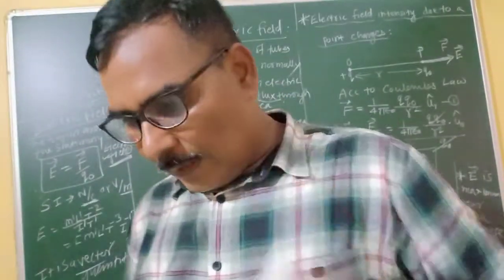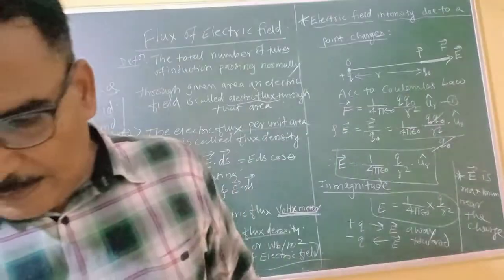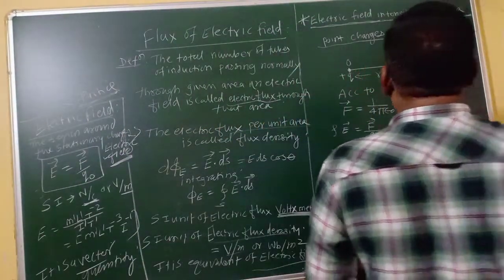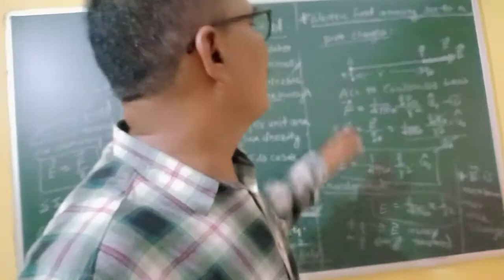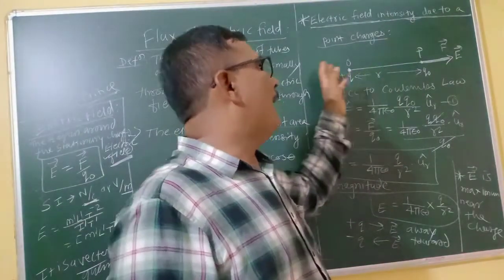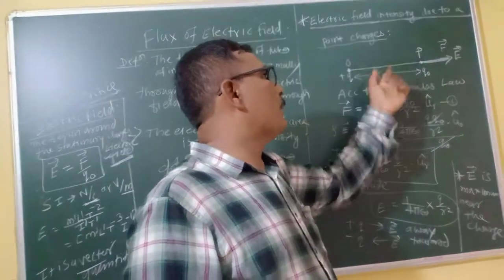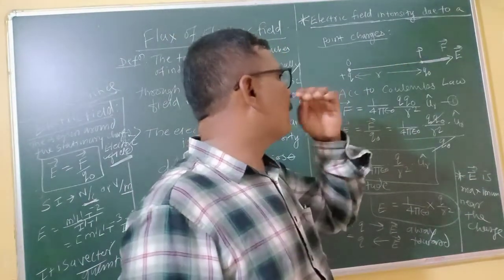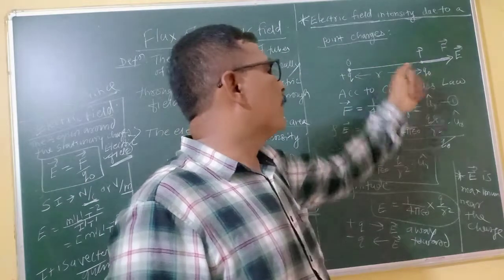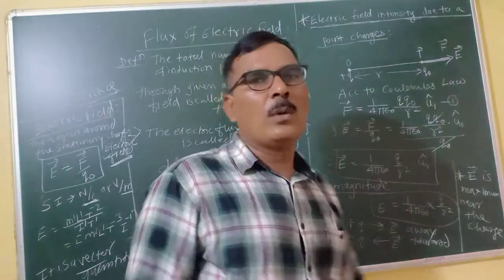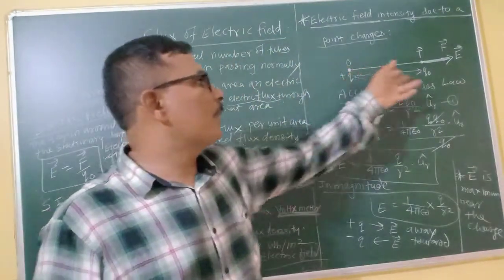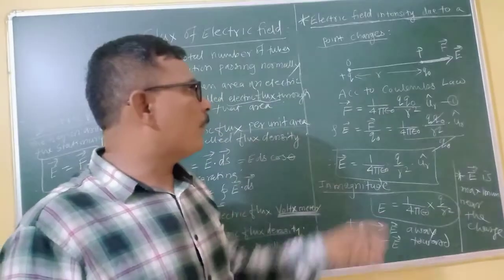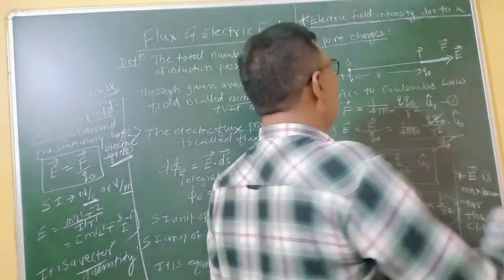Then the next point we are going to discuss is the electric field intensity due to a point charge. What is electric field intensity due to a point charge? Let us consider the point charge Q placed at the point O, and let P be any point at a distance small r, having charge Q0. Here two charges are there, plus Q and Q0. Q is the point charge and Q0 is the positive charge. This is considered a positive charge.